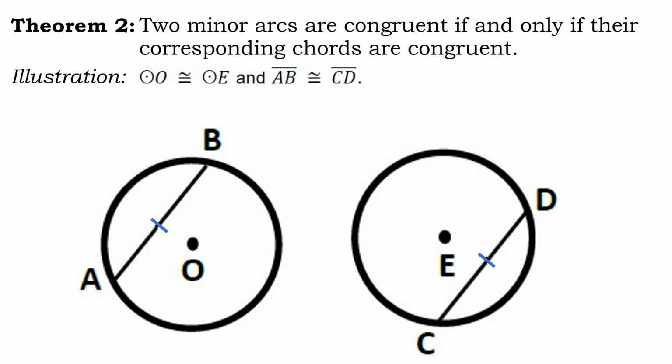According to the theorem, two minor arcs are congruent if and only if their corresponding chords are congruent. Since chord AB and chord CD are congruent, therefore, arc AB is congruent to arc CD. This explains theorem number 2.